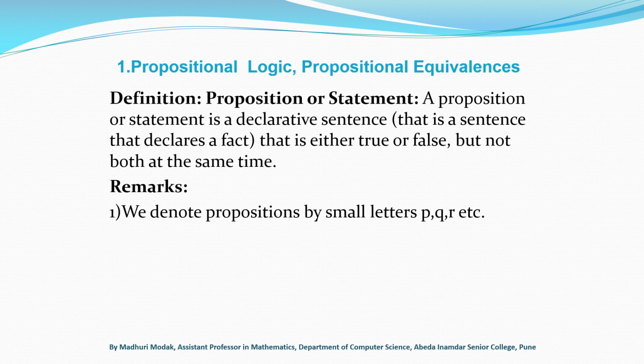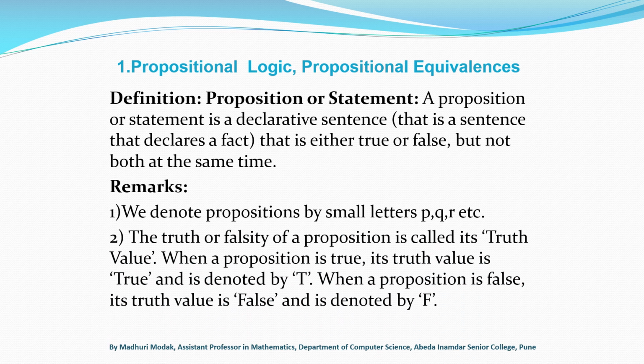Now, we denote propositions generally by small letters P, Q, R, etc. As by definition, a proposition is either true or false, but not both at a time. The truth or falsity of a proposition is called its truth value. When a proposition is true, its truth value is true and it is denoted by capital T. When a proposition is false, its truth value is false and it is denoted by capital F. Henceforth, we are using capital T and capital F for true and false respectively.